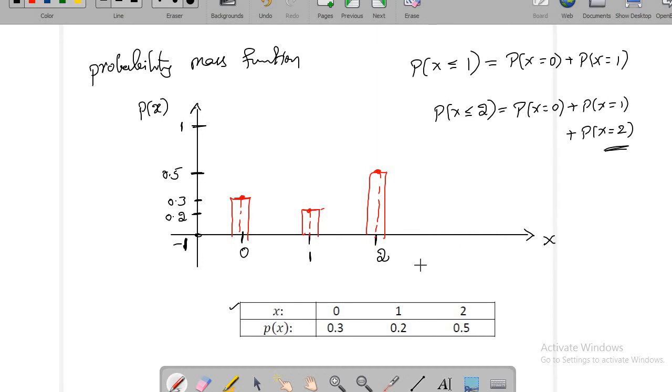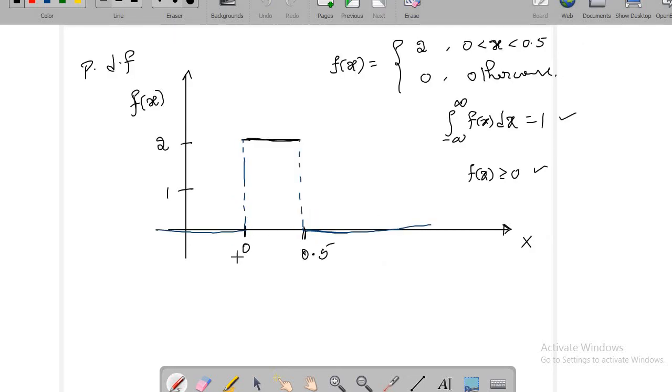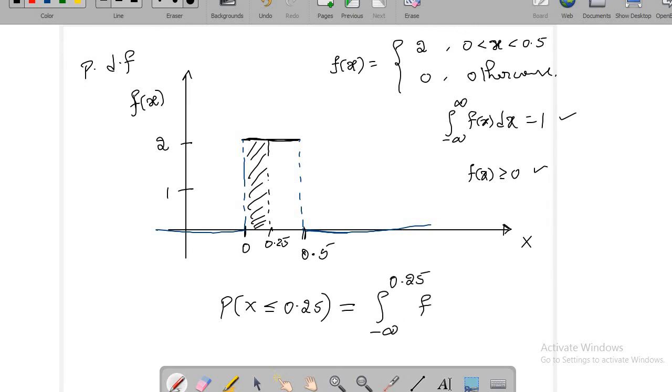Okay, so what you are doing is you are accumulating all probabilities up to this point, up to 2 or up to 1. Similarly, in the continuous case also you can do that. Let's say from 0 up to 0.25 I'd like to accumulate all the probabilities. So what I'll do is I'll take the area of this part. So this is exactly the probability that x less than or equal to 0.25. Now the notation is going to be integral from minus infinity to 0.25 of f of x dx. Right?